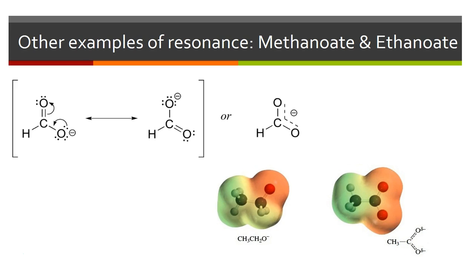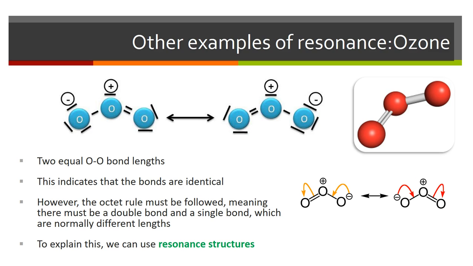Okay, so examples that we should be aware of. Anytime we have this C double bond O, O out to a negative, so anytime we have a negative ion like an ethanoate or methanoate, we will have a resonance hybrid that bounces between these two oxygens. Ozone, absolutely critical to know, and we will do some more work on ozone in a later unit.